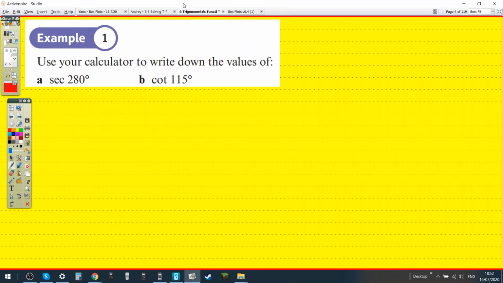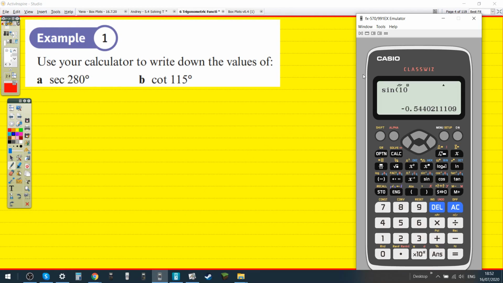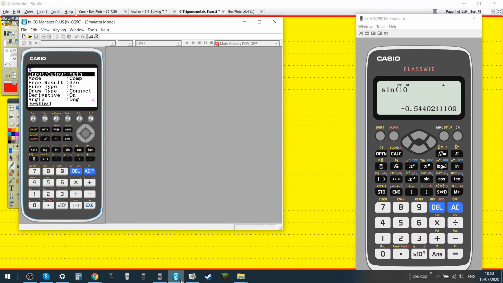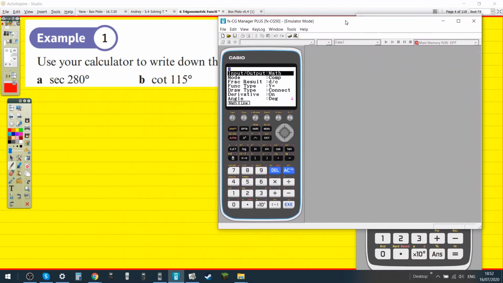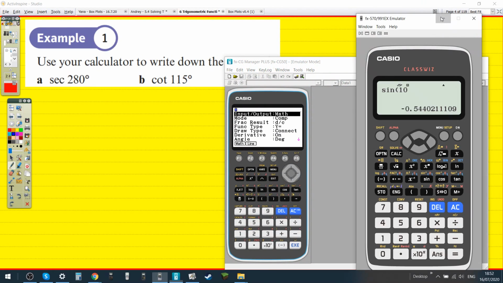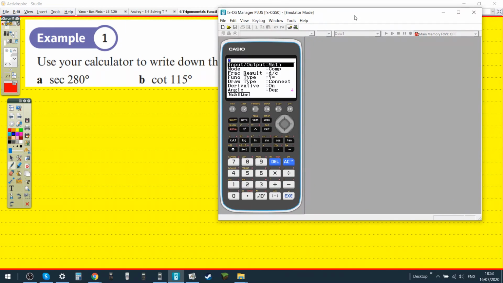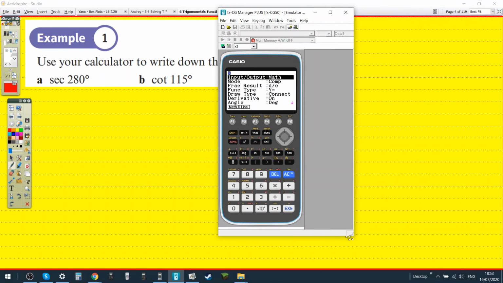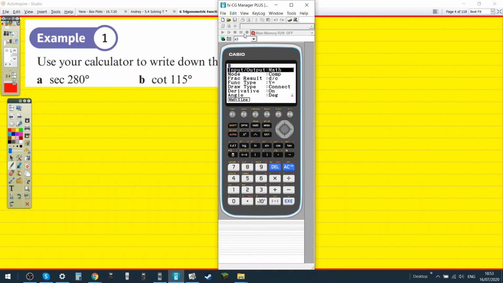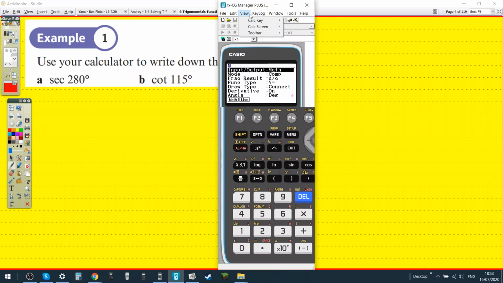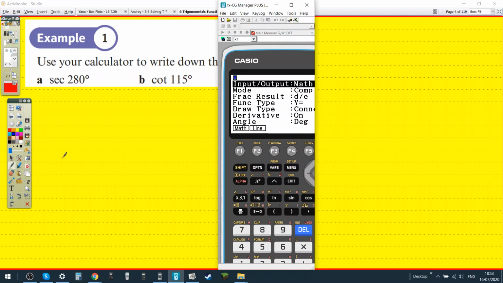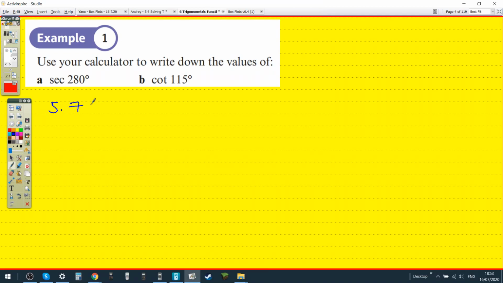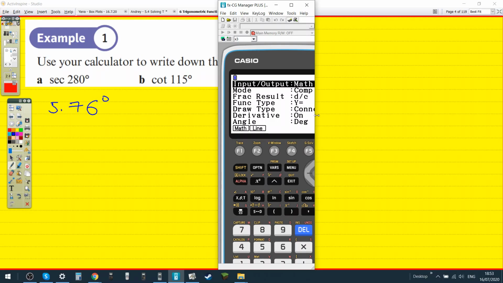Okay, secant 280. Do I just need to do 1 over 280 or 1 over sine 280? What is the third letter in sec? C. So it's 1 over cos. I got 5.76. 5.76 degrees. Yeah. Okay.